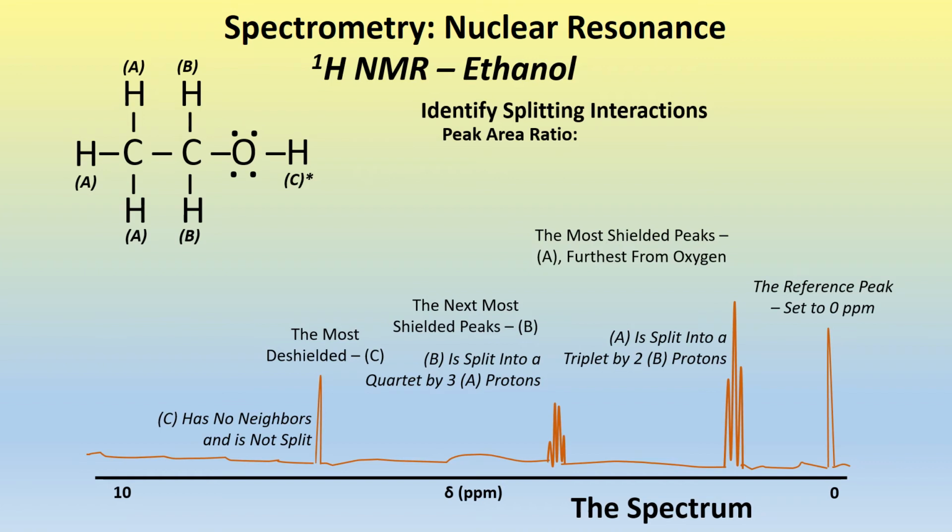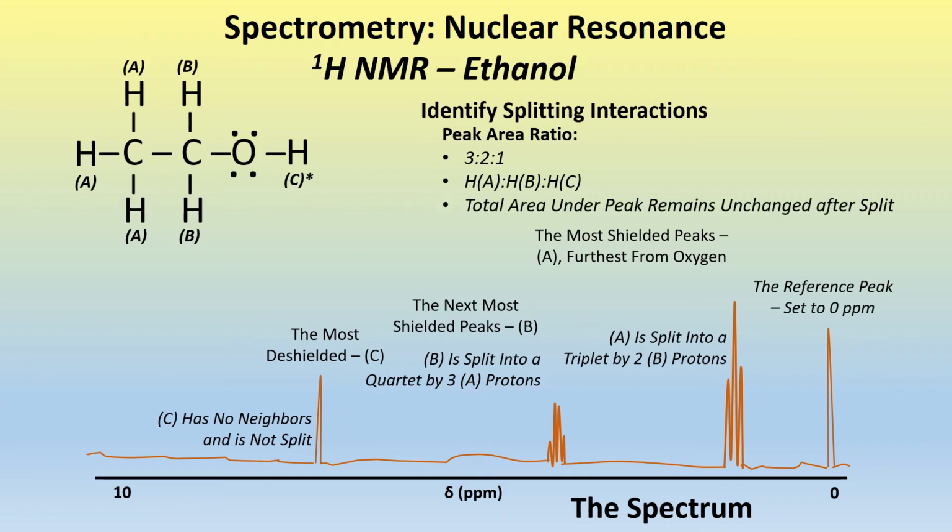It is interesting to note the total peak area is still 3 to 2 to 1, which is the ratio of hydrogen A to hydrogen B to hydrogen C. The total area under the peak remains unchanged after the split and is now divided into 2 or more subpeaks.